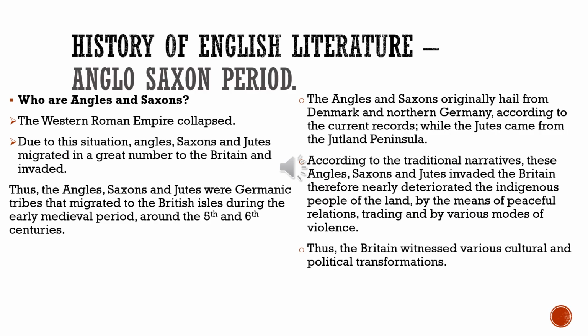Today we are going to learn about the history of English literature. So how it all started. We all are familiar with the Anglo-Saxon period, also known as the Old English period. Okay, so who are they? Who are Anglos and Saxons? Let's have a check.